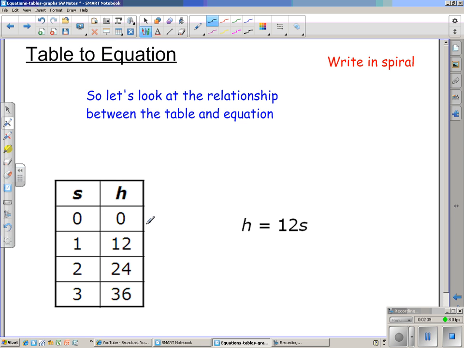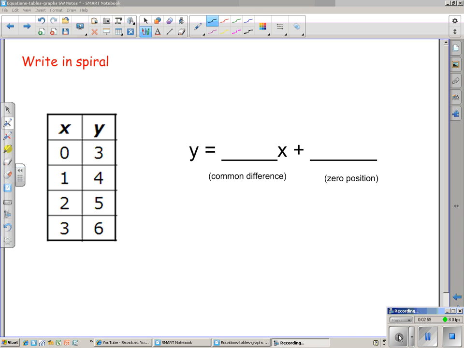So let's look at this equation. How do you get from 0 to 12? How do you get from 12 to 24? You're going up 12 every single second. Every second that happens, you go up by a height of 12 feet. That plus 12 goes in front of the s for the equation. Write that down in the spiral.